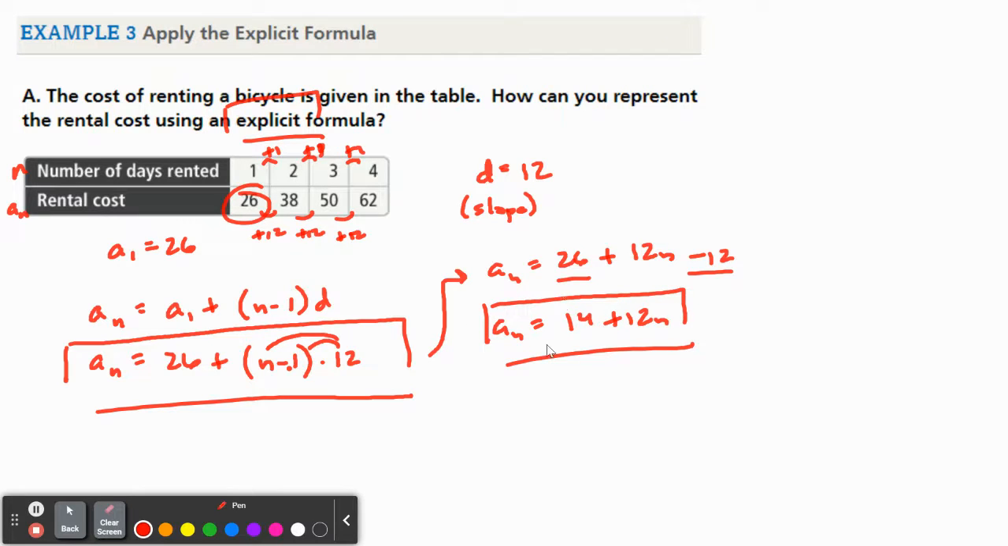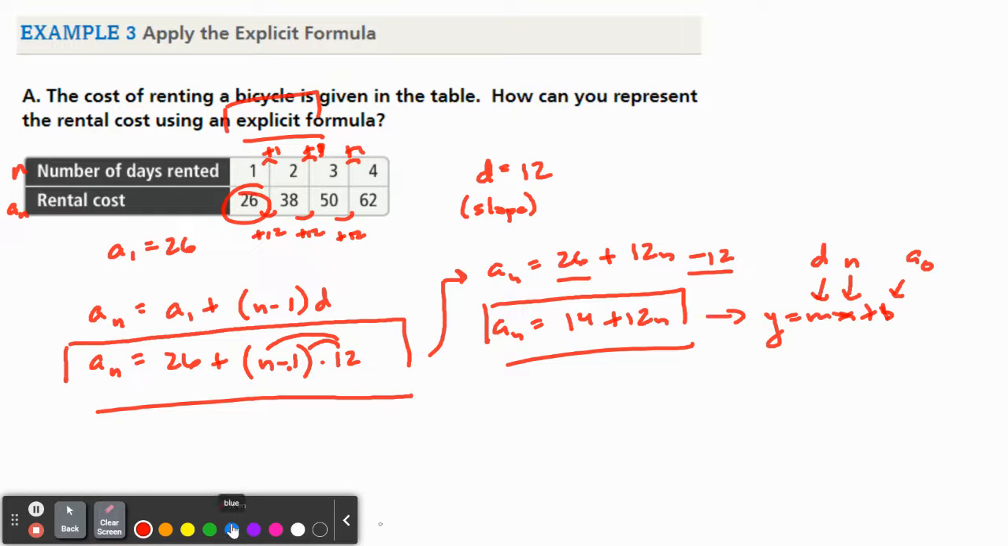And again, if you look at this format here, this is very similar to y equals mx plus b. The 12, the common difference, is your slope, so that's your d. The n is your x, and then 14 is your b. That's your 0th term, a sub 0. They don't give you the 0th term in the table. Typically, when you do a sequence, you start with the first term. So this b value, this 14, is the 0th term.